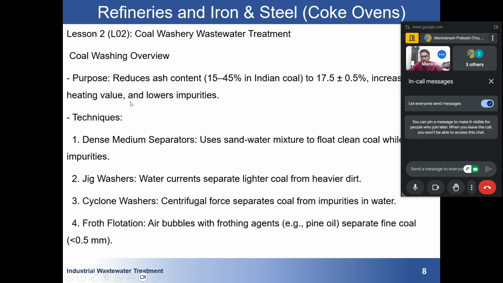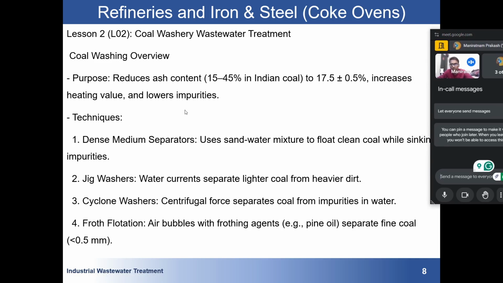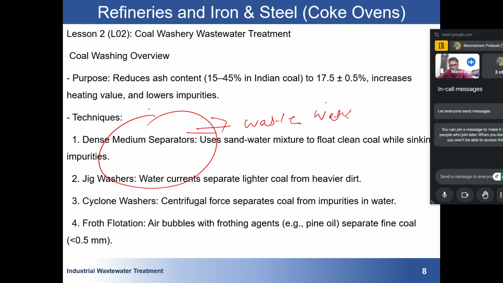Then we have talked about wastewater treatment to reduce the ash content in Indian coal and to increase the heating value. We can see the dense medium separator. In all these processes, a certain amount of water is used, and after use it is considered wastewater. The rule is simple: we cannot discharge it directly into land, river, or ocean. It needs to be treated. That's why the waste produced from the iron, steel, or coal industry is very important.